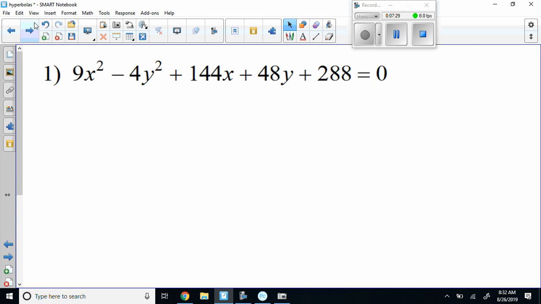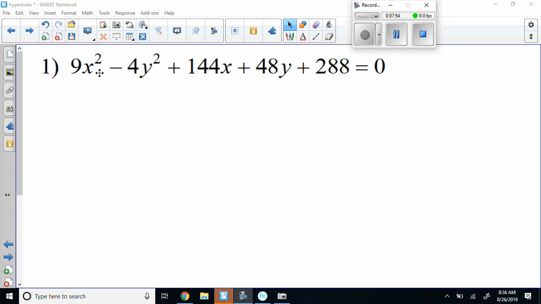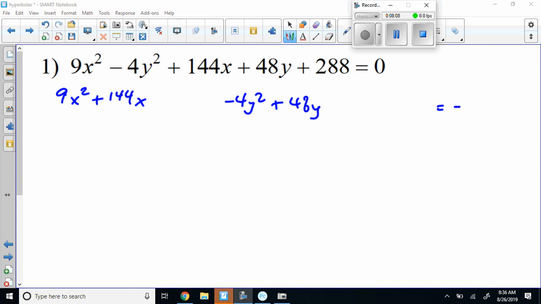Okay, folks, I'm going to give you a good minute and a half. Okay, ladies and gentlemen, the first thing we need to do is determine whether our x squared has a positive or negative, or a y squared has positive or negative. That determines the orientation, right? Our x squared term is positive, so it's going to be left to right. So we're going to put the x's first. So 9x squared plus 144x minus 4y squared plus 48y equals negative 288.